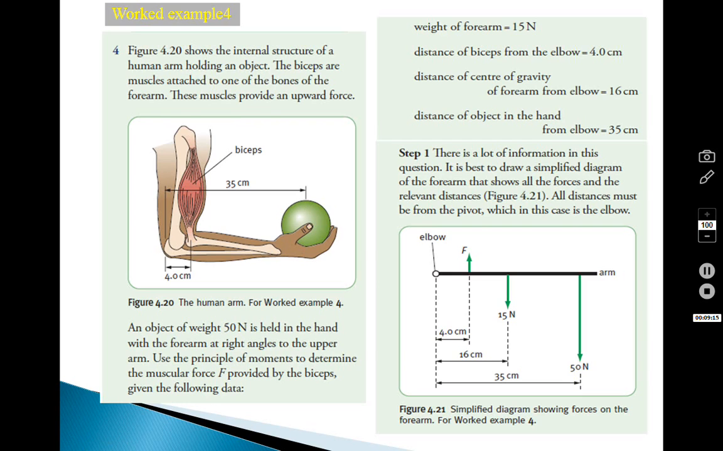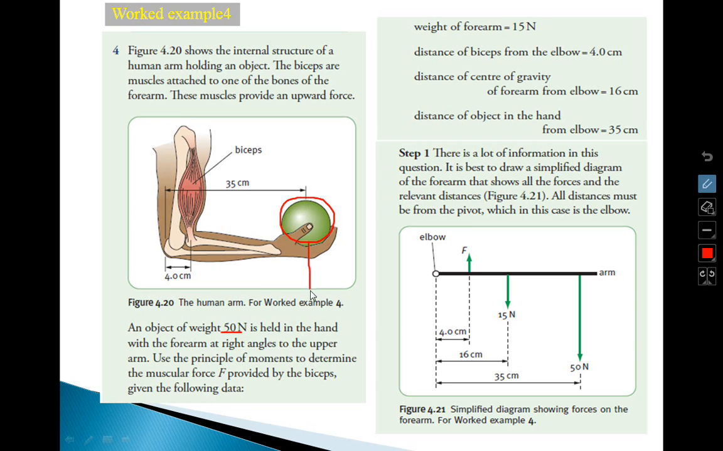The biceps are muscles attached to one of the bones of the forearm. These muscles provide an upward force. What we have here, as we can see in this figure, is an internal structure of a human arm holding an object. This is the object, of weight 50 Newton.